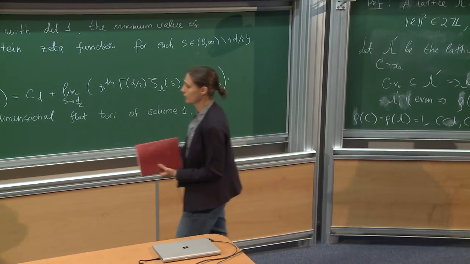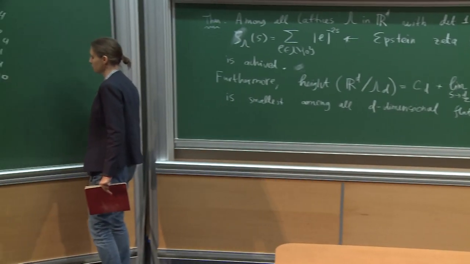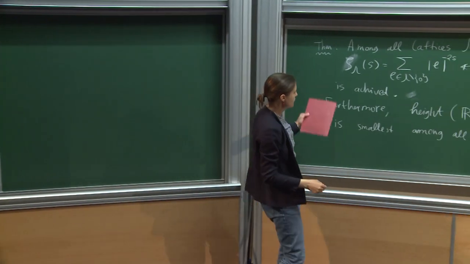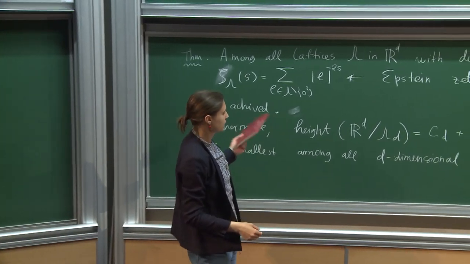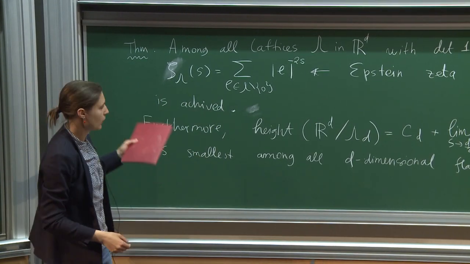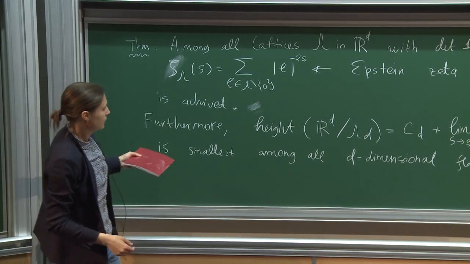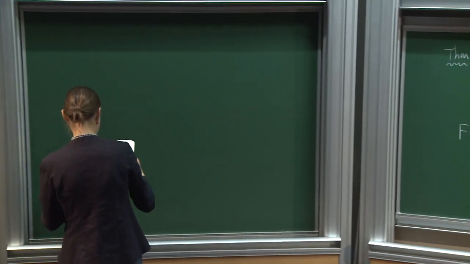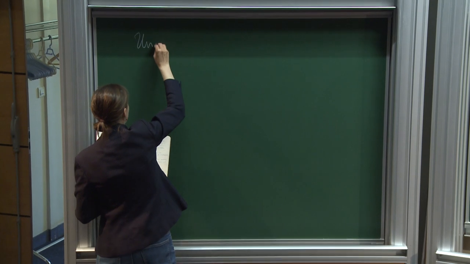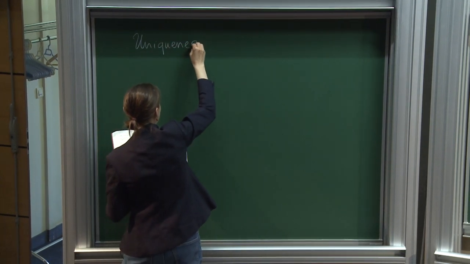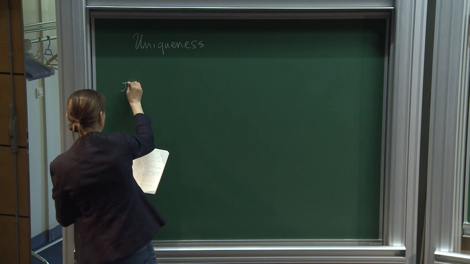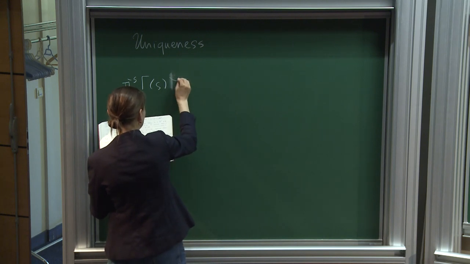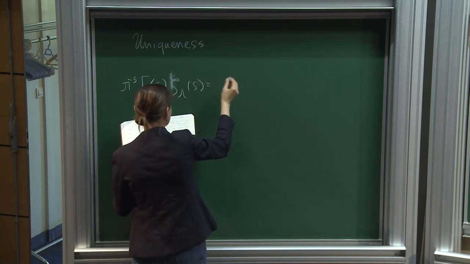And something that Henry Cohn observed is that for the optimality of the Epstein zeta function, it also somehow implies uniqueness. So the only optimizer will be the E8 lattice or the Leech lattice. And the uniqueness will follow from the following formula. So we can write the following integral representation for the zeta function.